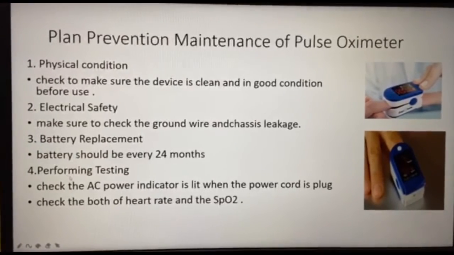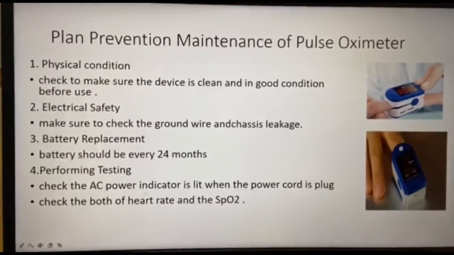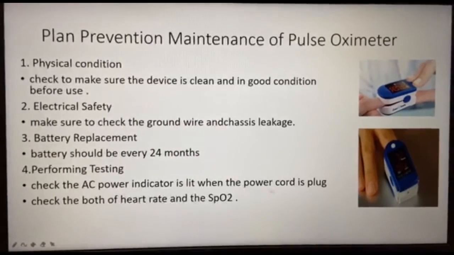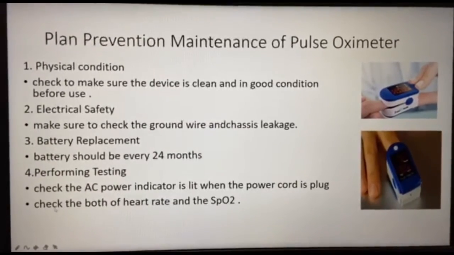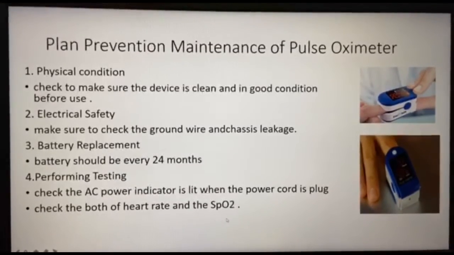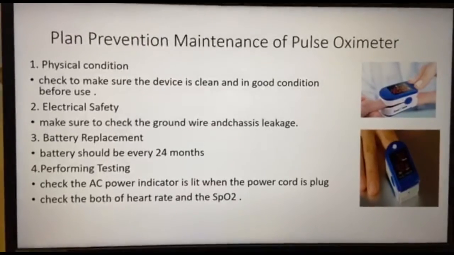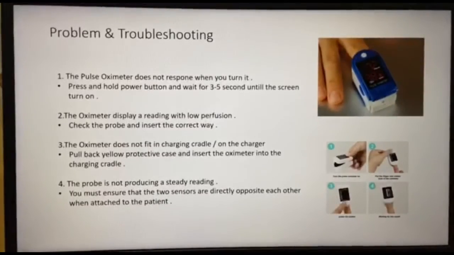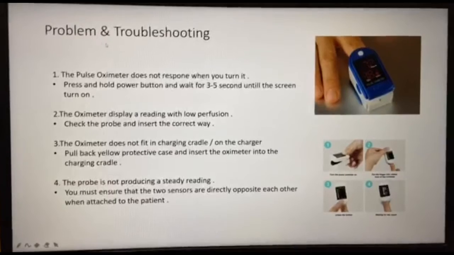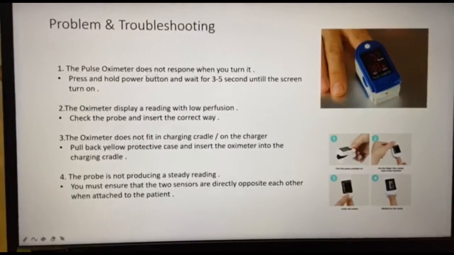And lastly, for performance testing, we need to check that the AC power indicator is lit when the power cord is plugged in, and also we need to check the heart rate and the SpO2 before use to get an accurate result.